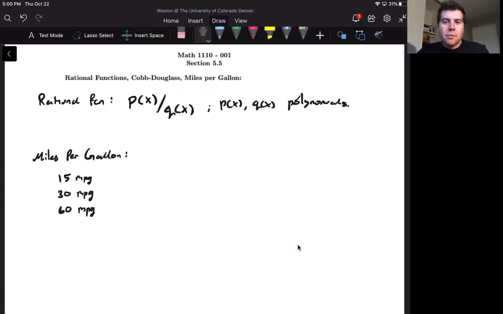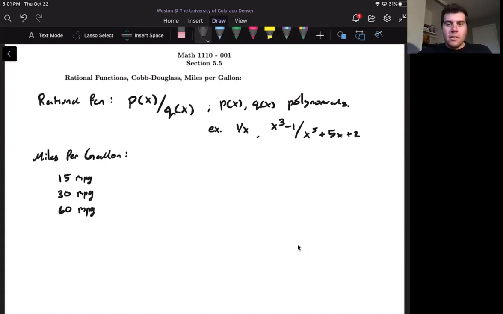This is an important time to remember that constant functions are also polynomials. So for some examples, 1 over x is a rational function with the polynomials 1 and x. But we can also have more complicated ones like x cubed minus 1 over x to the 5th plus 5x plus 2.